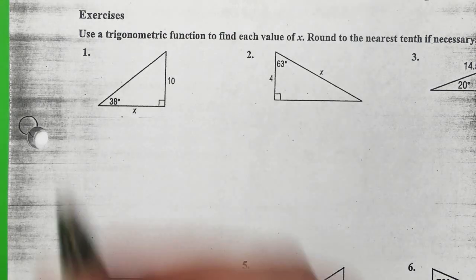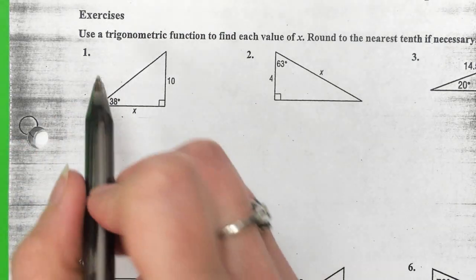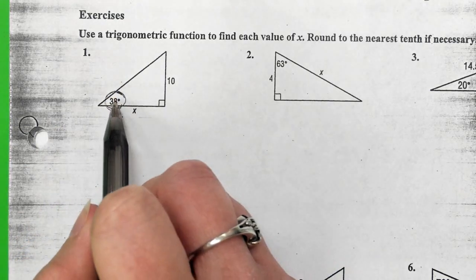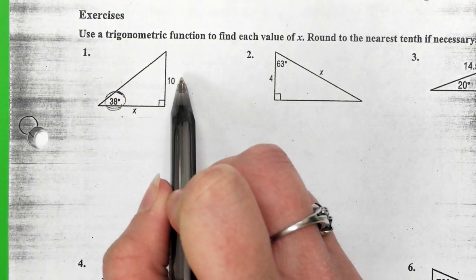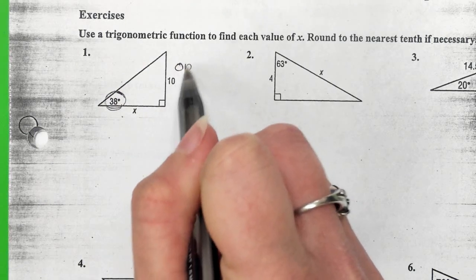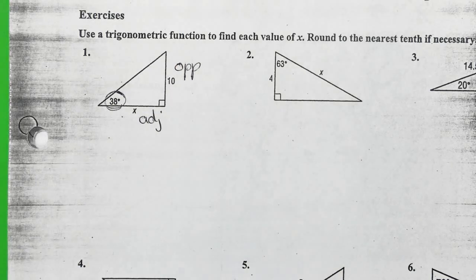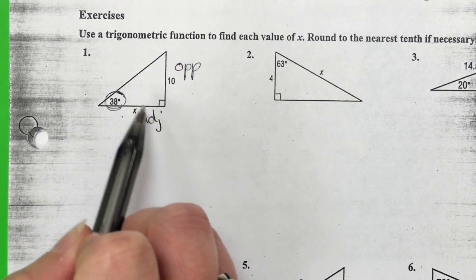Alright, here we go. You always go off your angle. What's your angle in this case? It's an actual number this time, okay? Alright, so from 38, what is the 10? There you go. And what is the x? There you go. So you don't have to do anything this time. It wants you to find this value right here, okay?